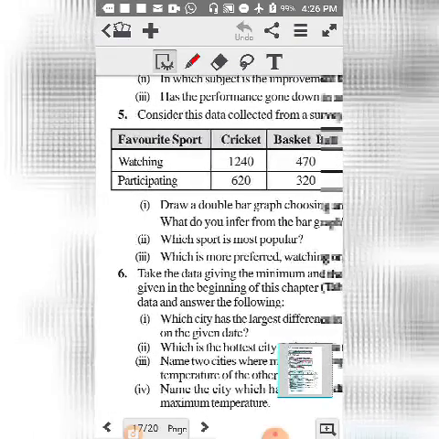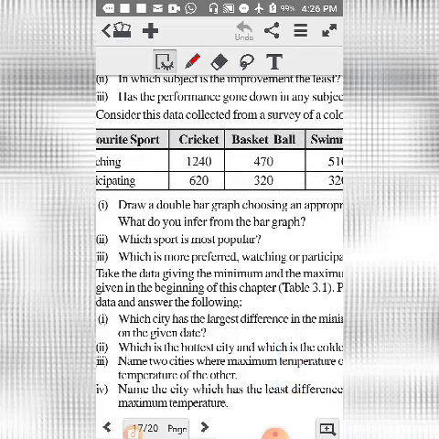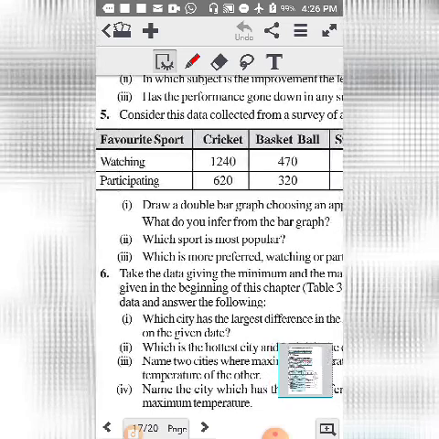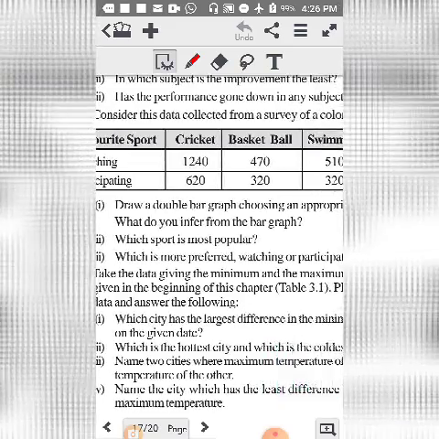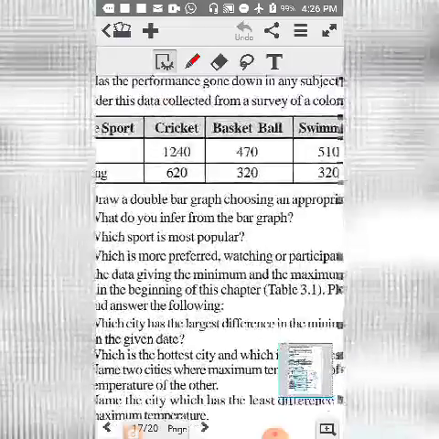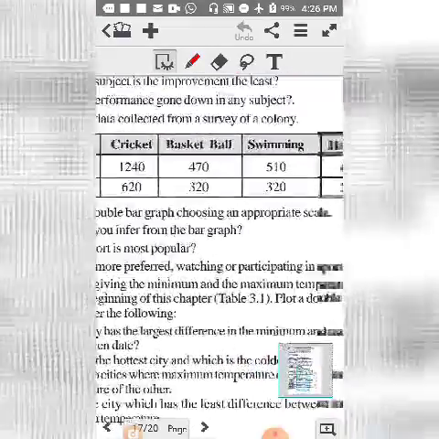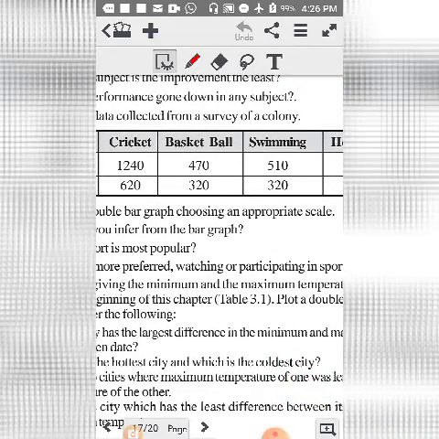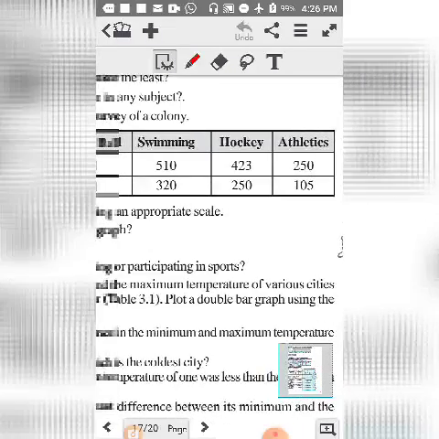What do you infer from the bar graph? The number of people who are watching cricket and participating. There are different sports written here. The first bar tells you how many are watching. The second bar shows you how many are participating. From this, you can see even without drawing which sport is more popular. Is cricket popular, basketball, swimming, hockey or athletics? Which sport is most popular?